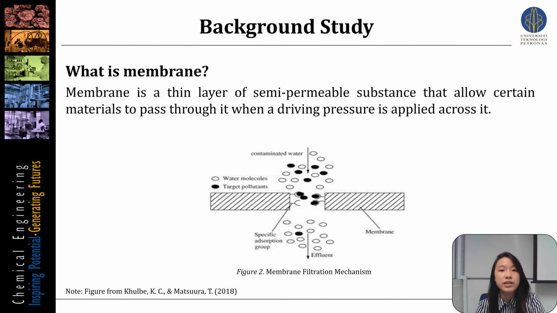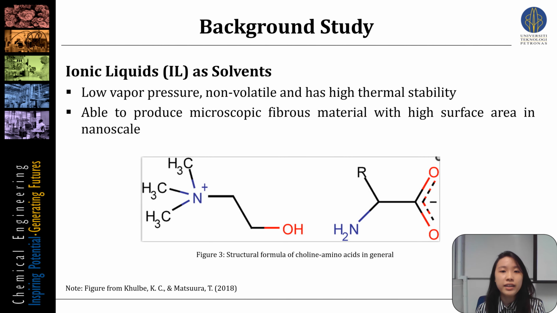In this project, a nanofiber membrane is used to remove heavy metals from wastewater solution. Other than that, ionic liquids is also incorporated in this project as solvents. Ionic liquid can be used as ideal solvent due to their stability, low vapor pressure, non-volatility, and high thermal stability. The main advantage of using ionic liquids is nanoscale and microscopic fibrous material with high surface area can be obtained.